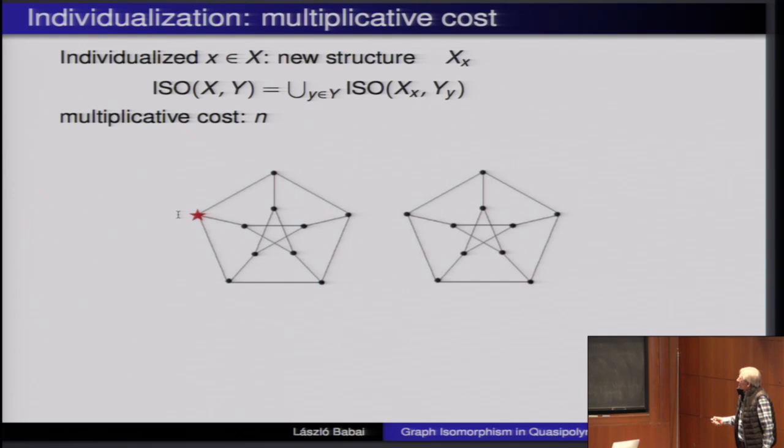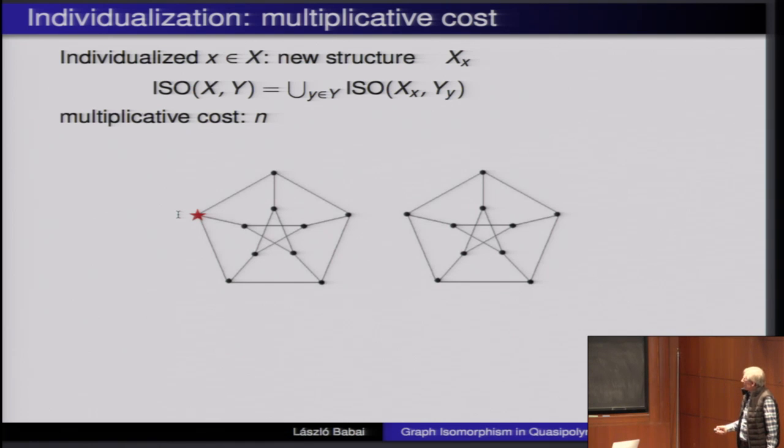Well, here is a notation. Iso(x,y) is the set of all isomorphisms between the graphs x and y. And I write x sub little x for the version of the graph where I individualized the vertex x. Then in order to find all isomorphisms from x to y, I can individualize any one vertex of x. But then I have to compare it with individualizing all of the vertices of the other graph.